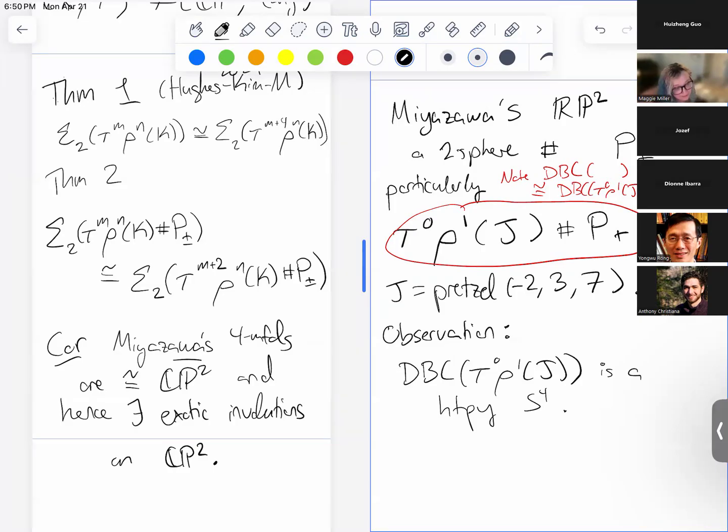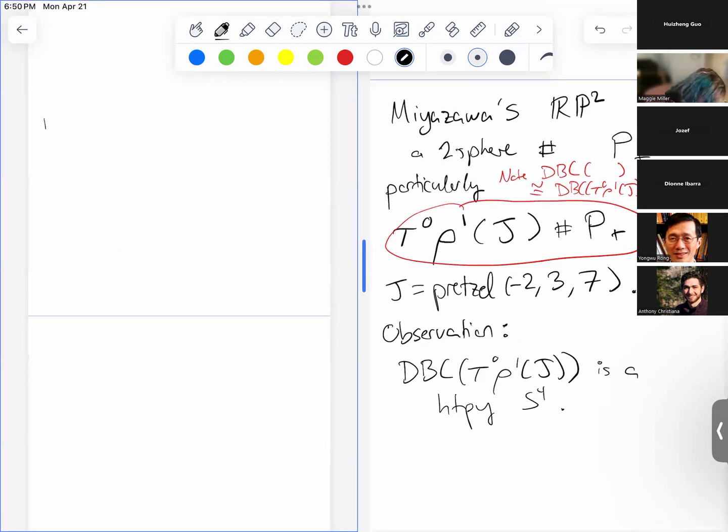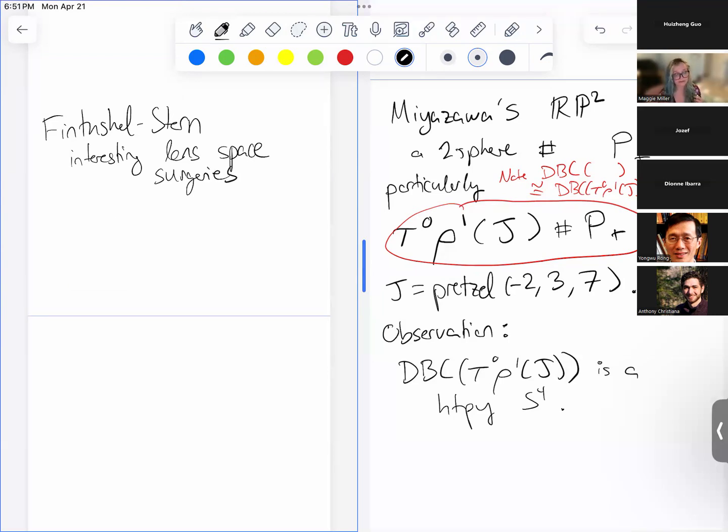So let me tell you some other facts about this particular knot, because it really shows up in a lot of papers as an example. This pretzel knot, -2, 3, 7, came up in an older paper by Fintushel and Stern. I forgot to check the year; it's probably the 90s, maybe. But Fintushel and Stern have this cool paper about interesting ways of constructing lens spaces by Dehn surgery. The title is not exactly that, but I feel like it is close to that. So they have a paper that's called something like this.